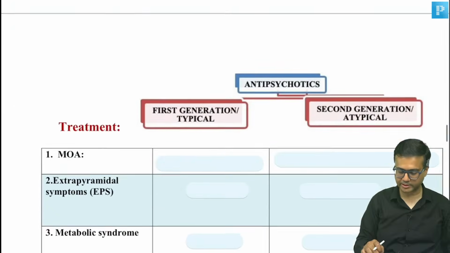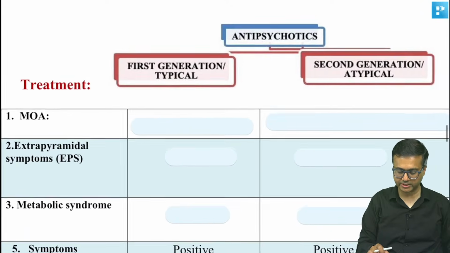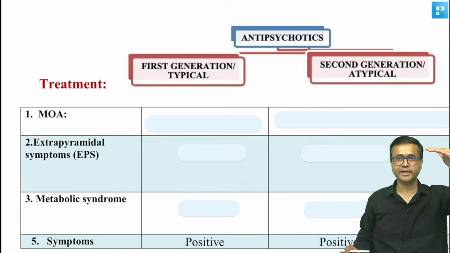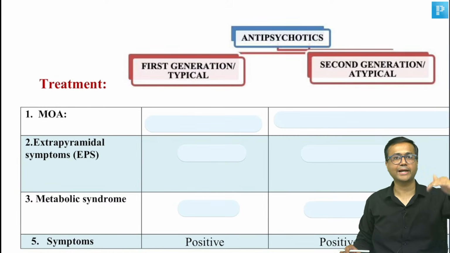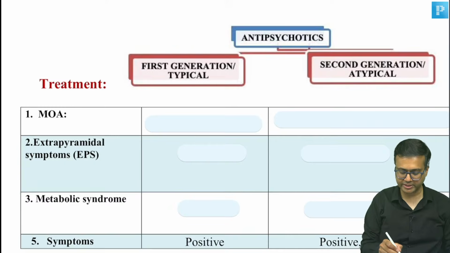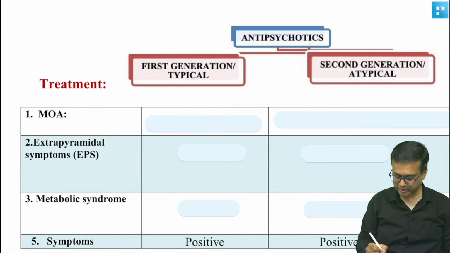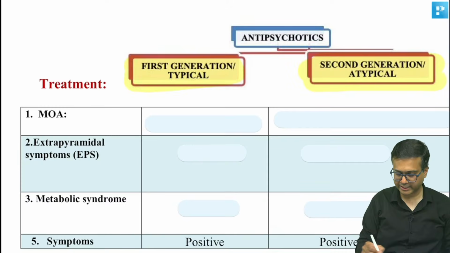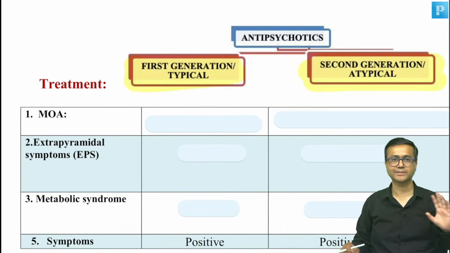Let's now discuss the management. So let's discuss some important points about the drugs. See, what is schizophrenia, beta? It's a psychotic illness, so we are using antipsychotics. And we have 2 important categories. One is the first generation or the typical antipsychotics, and we have second generation or the atypical antipsychotics.